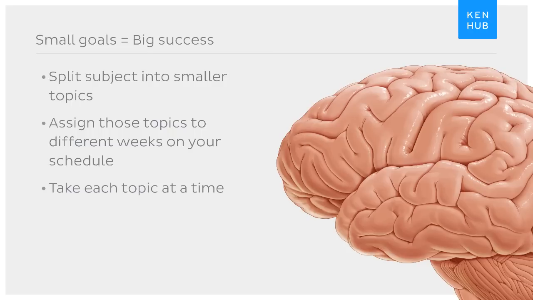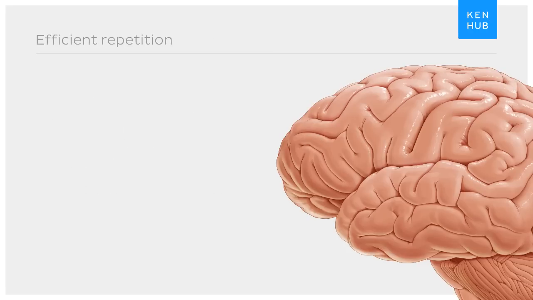The next topic we're going to be talking about is efficient repetition. So same content, different ways. You want to make sure that you have different types of content around you that talk about the same thing, so has the same material, but different ways of approaching it.